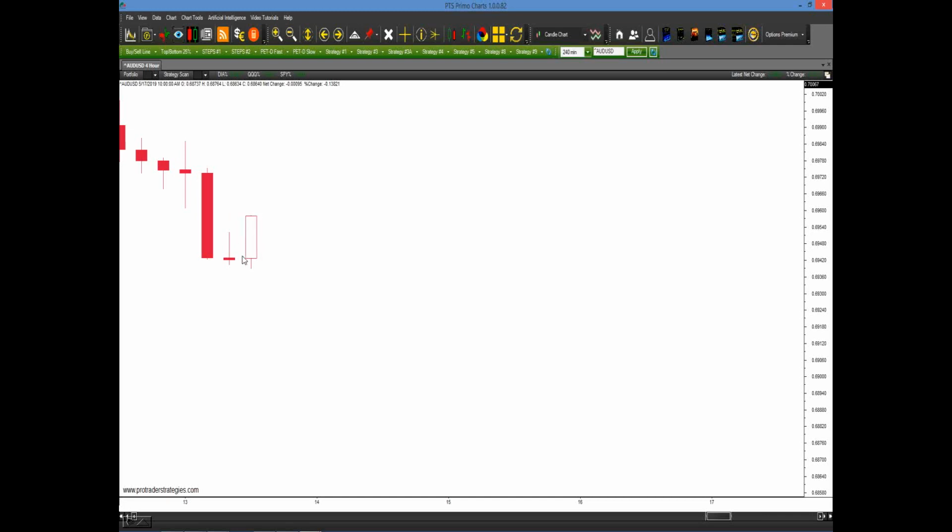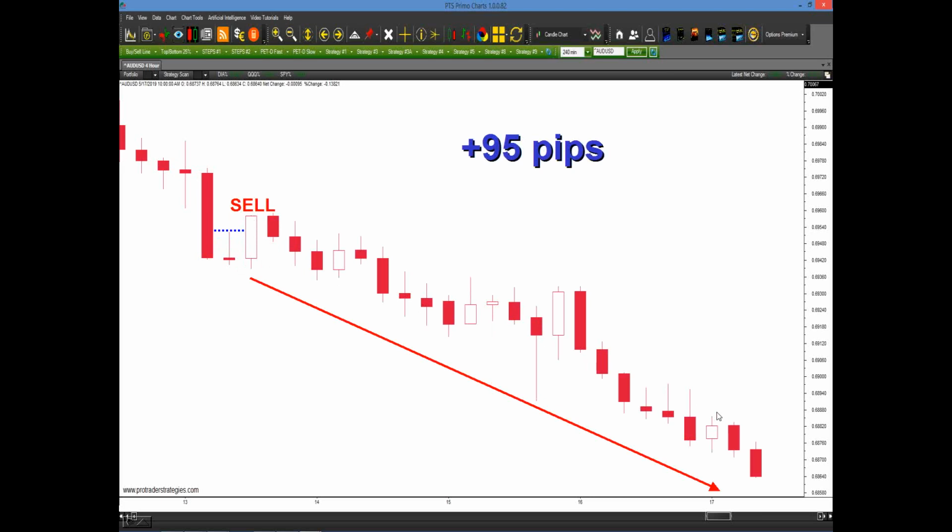Even though this last day is up, it's outlined red. And in all actuality, it's a sell setup because it's the technique we just taught you. The red bar closed above the previous high of the red bar. So if you had sold the Australian dollar, that's nearly $1,000 per contract, or 95 pips potentially you could have captured. And another one along the way if you missed the first one.